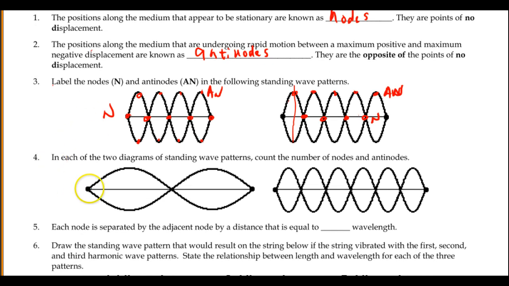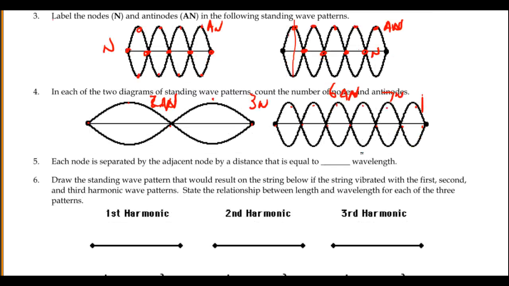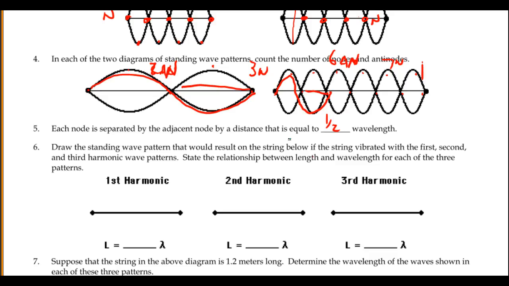So if we're counting the nodes and antinodes, here's 1, 2, 3 nodes, and 1, 2 antinodes. And here there's 1, 2, 3, 4, 5, 6, 7 nodes, and 1, 2, 3, 4, 5, 6 antinodes. Each node is separated by a distance that is equal to 1/2 of a wavelength. Here is a complete wavelength. Here's the separation between them, that's 1/2 a wavelength. Here's a complete wavelength. Here's the separation between them, that's always half of a wavelength.